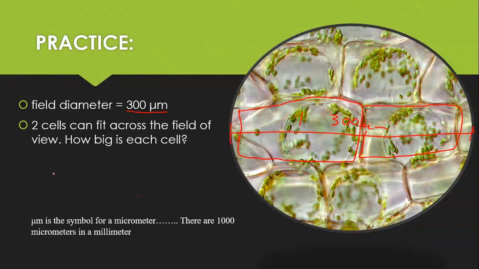So the actual size would be equal to the field diameter, which is 300 micrometers, divided by the number of objects that fit across, which is two cells. So the actual size of these cells is about 150 micrometers.